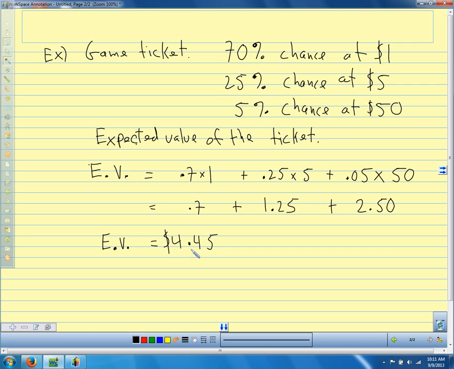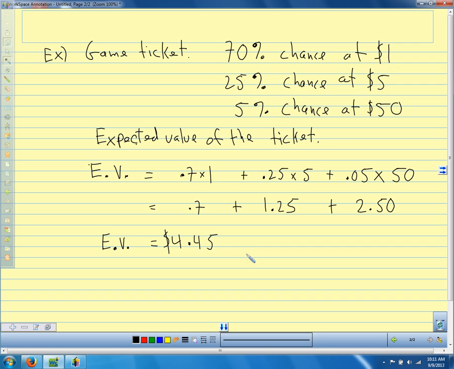Now if the ticket were $4.50, you'd lose, in the long run, 5 cents every time you play. But the expected value is $4.45, so that's a little closer.